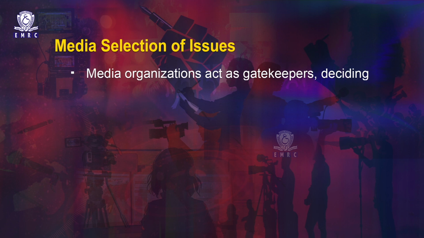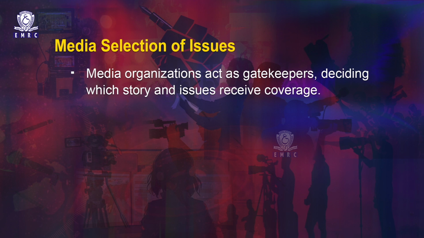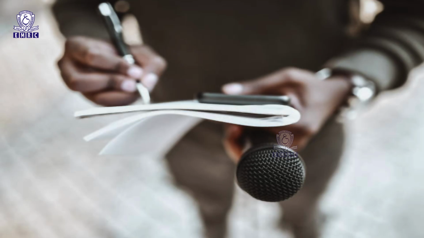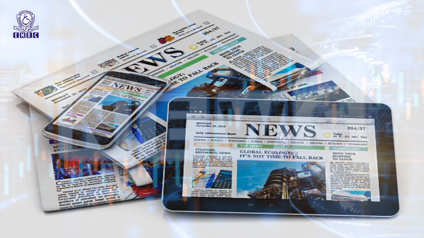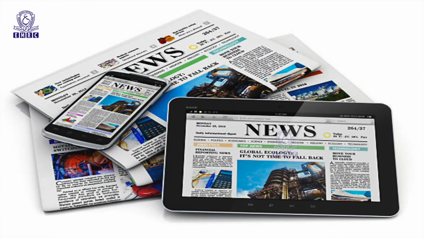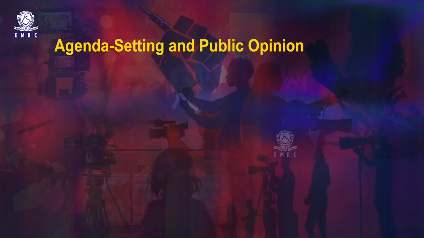Agenda setting theory suggests that the media has the power to shape the public agenda by highlighting certain issues and downplaying others. It operates on the assumption that the more attention the media gives to a particular issue, the more importance the audience will attach to it.